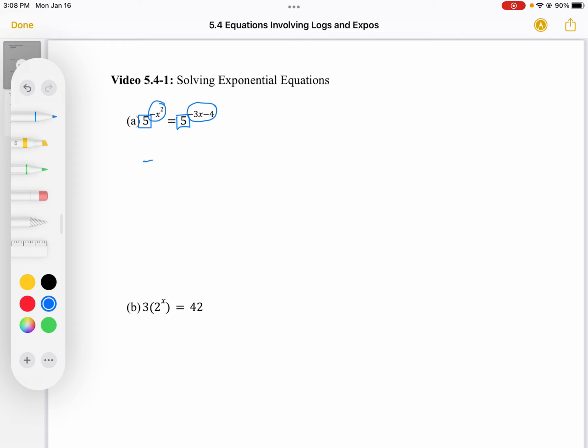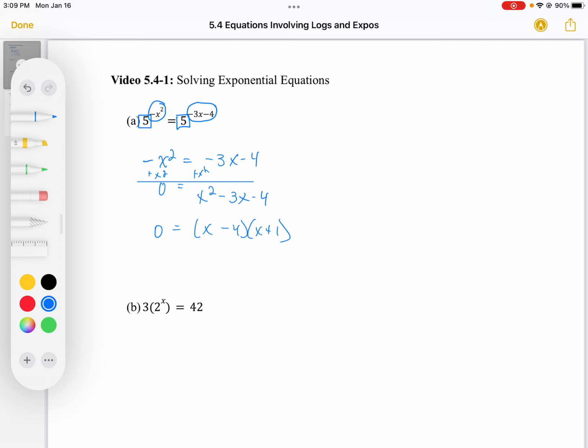So this we could rewrite as negative x squared is equal to negative 3x minus 4. And now we can try to solve this quadratic equation. So I'm just going to add x squared to both sides. And at this point, I am going to factor this. I could clearly see that this could be factored.